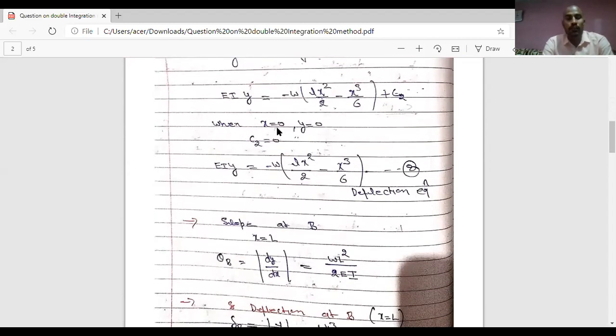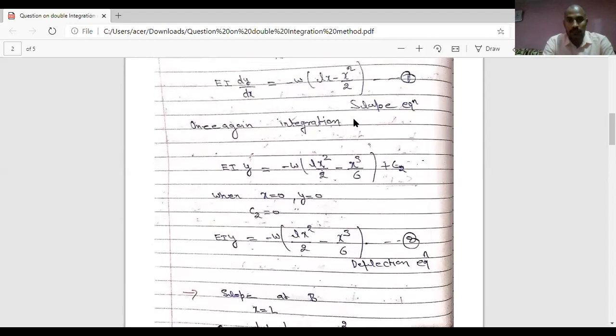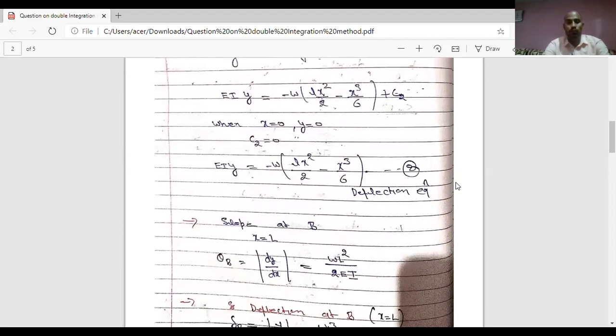We apply condition 2 to find the value of constant C2. If we put x equal to 0 in this equation, y is also 0, so we easily find C2. Put the C2 value in the equation. Here we find the deflection equation: EI y equals minus W, Lx square by 2 minus x cube by 6. Here C2 equals 0. That is equation 2, the deflection equation.